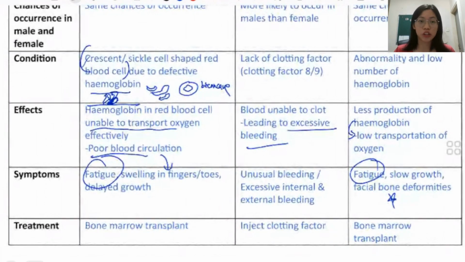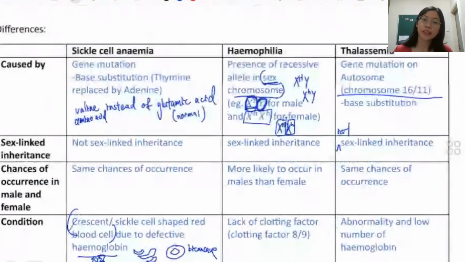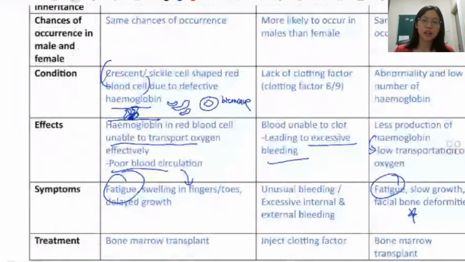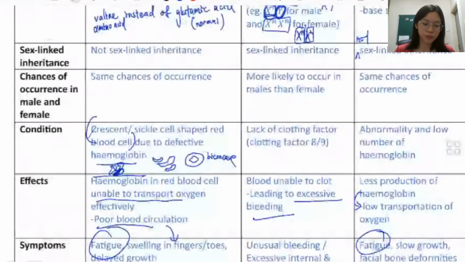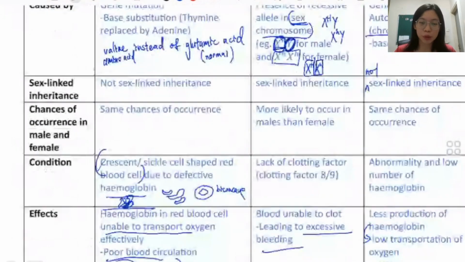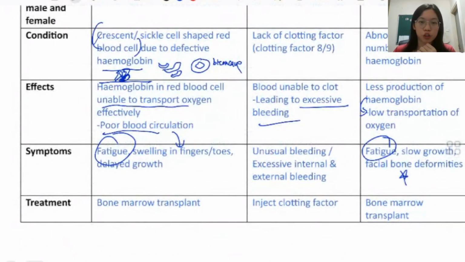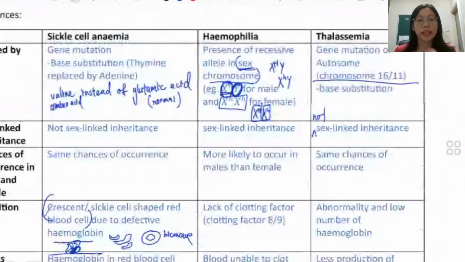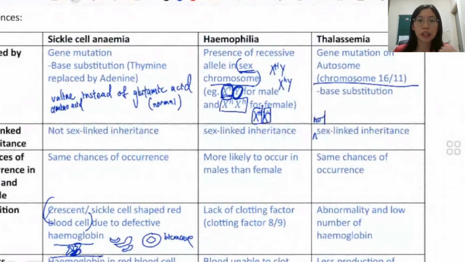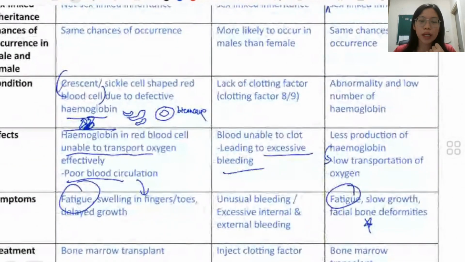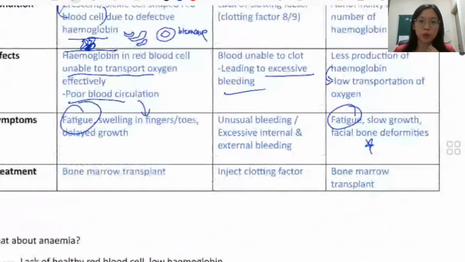And what is the treatment for these three? For sickle cell anemia, since this is a gene mutation, normally we would do a bone marrow transplant. Same goes for thalassemia. The effective way is to use a bone marrow transplant, probably from siblings. And for hemophilia, it is to inject the clotting factor.